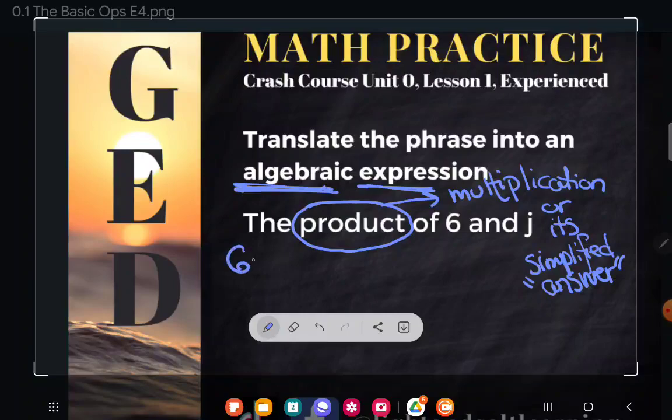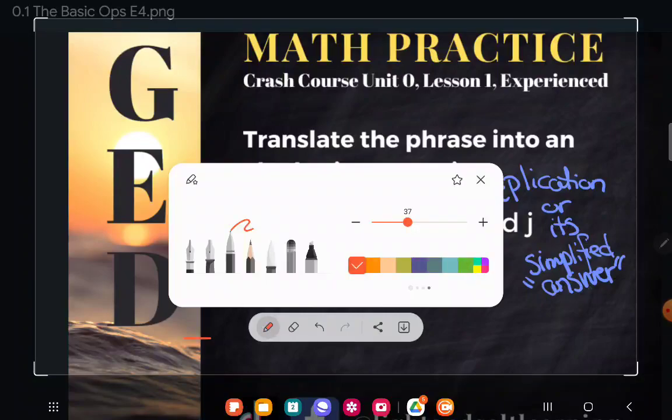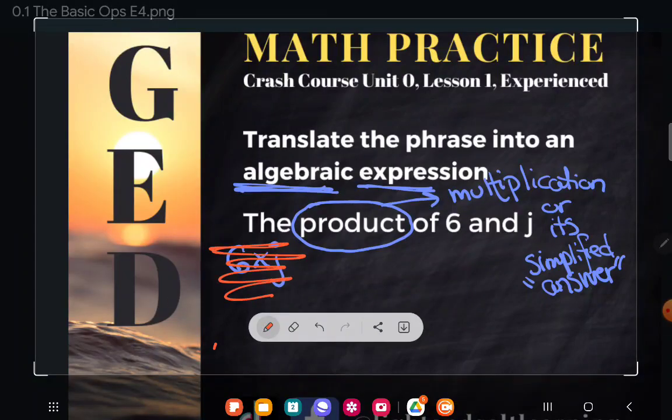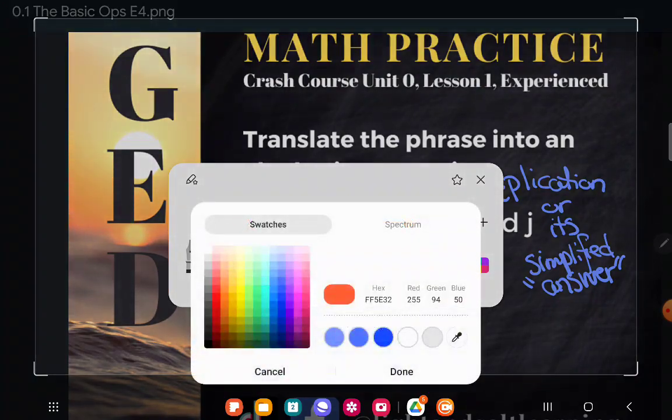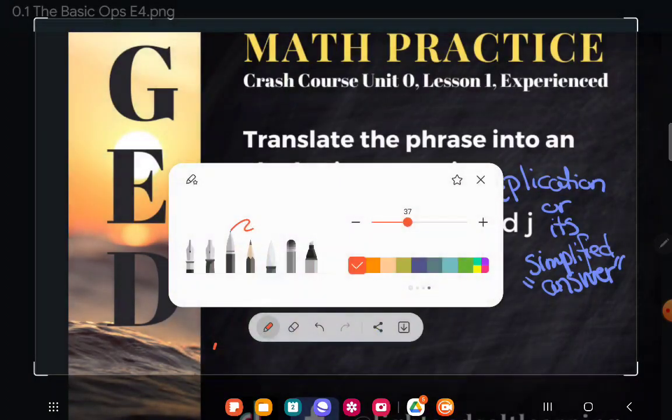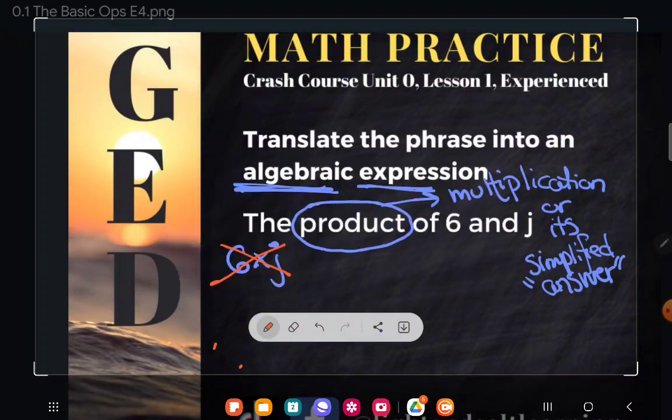Now, some of you guys would write this: 6 times J. And even though you'd be technically right, I'm like, please do not do that. I mean, seriously, that's so frustrating to me. Why? Because it looks like 6xj. And so you're going to notice we totally drop the times sign once we get to algebra. And you're going to say, well, what do we do instead?